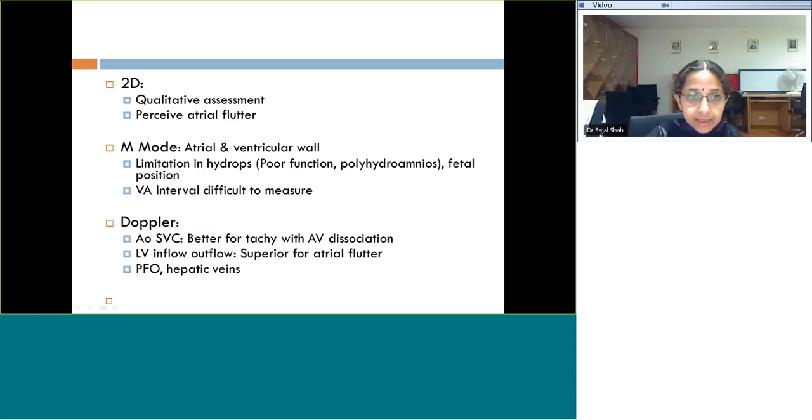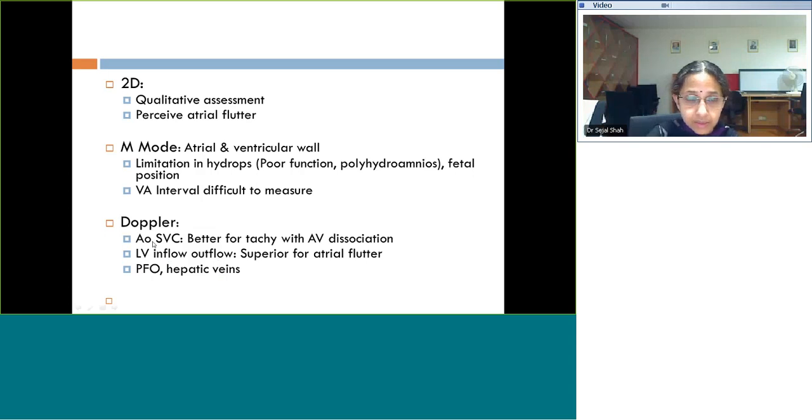The second thing is the VA interval is difficult to measure in M mode. However, on Doppler techniques, it's easier to measure. We use basically two types of Dopplers. The most commonly used is the LV inflow and outflow, where we get the 4-chamber view and then go to the 5-chamber view and get the LV inflow-outflow, the mitral and the aortic valve Dopplers.